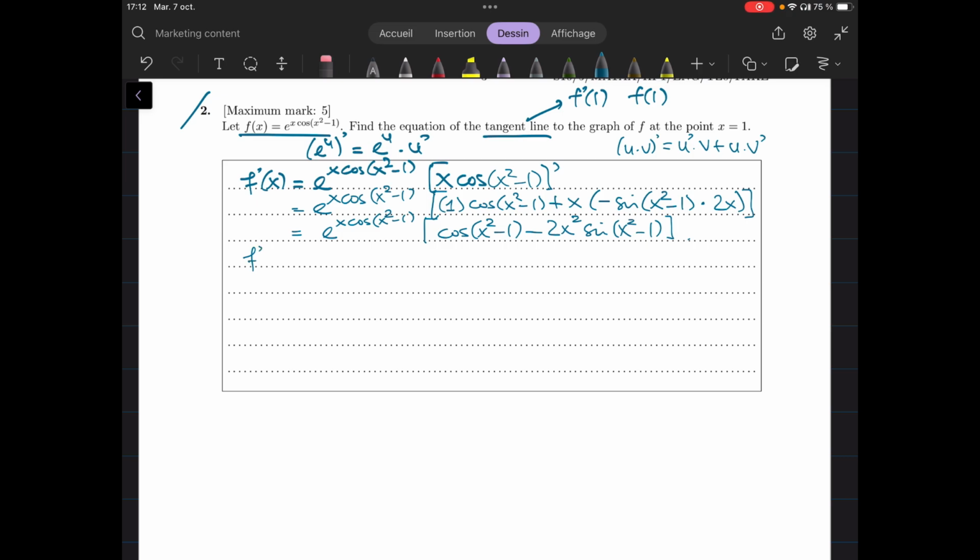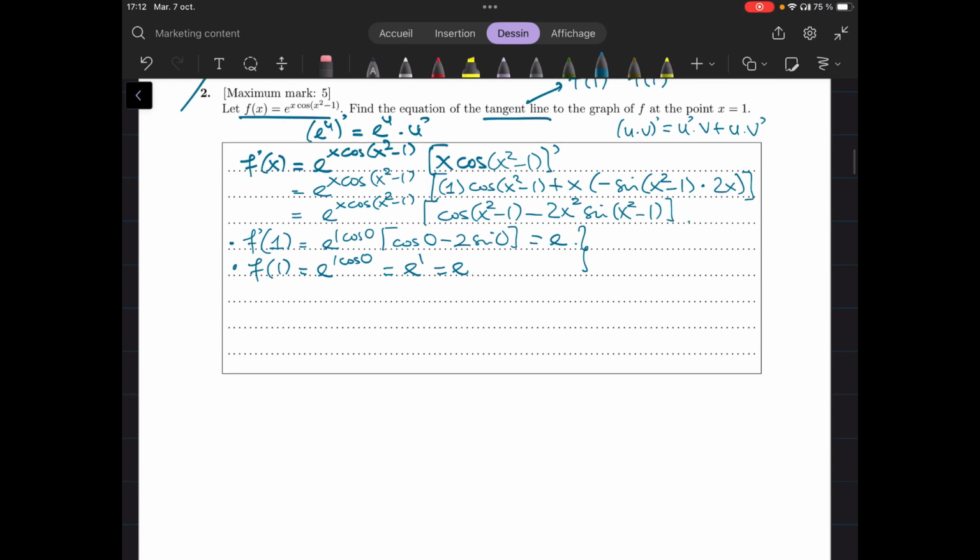We need f prime at 1. So let's substitute x equals 1 into our expression for f prime. This is equal to e to the 1 cos of 0 minus 2 sine of 0. And this will give you e. F of 1 is equal to e to the 1 cos of 0, or e to the 1, or e.